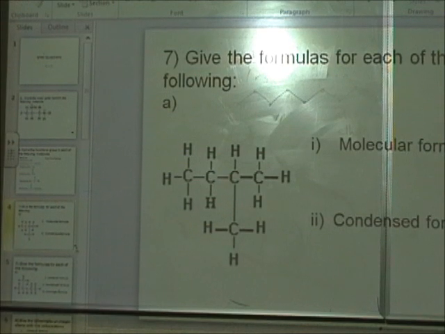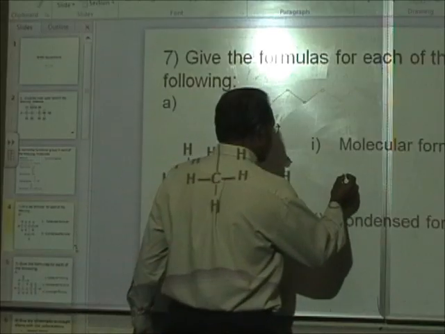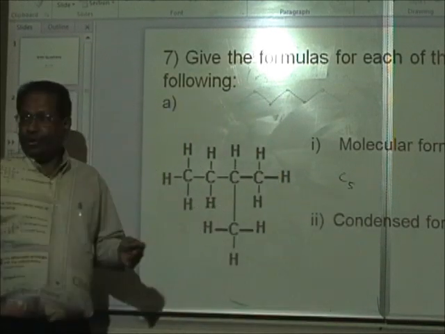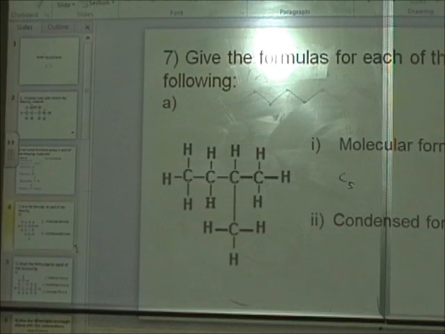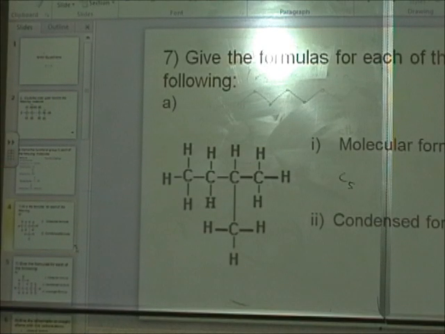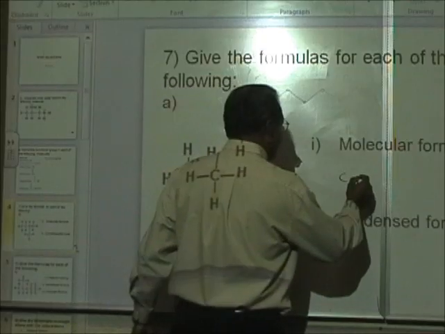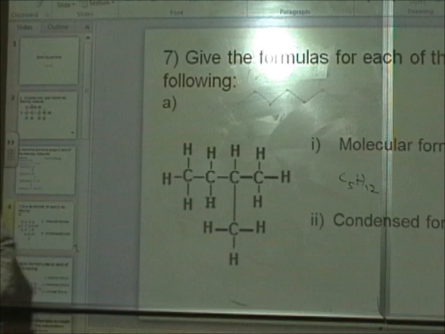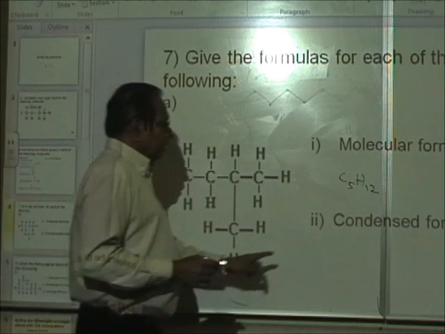C5H12. Right. How do you know that? C5. Being a hydrocarbon, you need to only count the number of carbon atoms. Okay, there are 5 carbon atoms. You don't have to count the hydrogens now. Why? Because it's a saturated hydrocarbon, this has to be 12. If you're not sure, just count, right? You're going to have 12 because that's how many single bonds you're going to have.